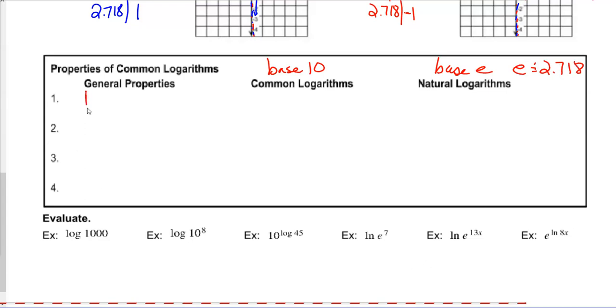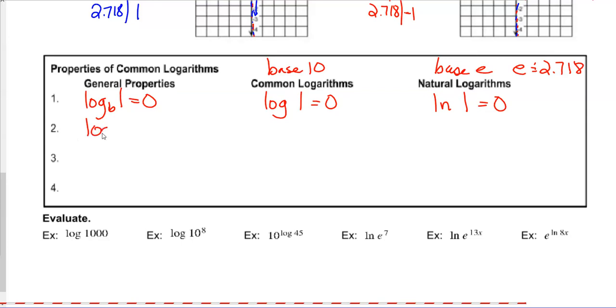So in general properties, when we saw some of these, log base b of 1: b to what power equals 1? It is equal to 0. With my base 10, you'll just see log of 1. That's going to be equal to 0 as well. And the natural log of 1 is going to be equal to 0 as well. Okay, so these are very similar. I'm just changing bases from a generic base to base 10 to base e. What do they look like?